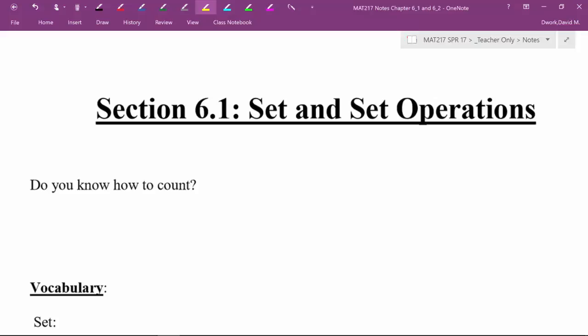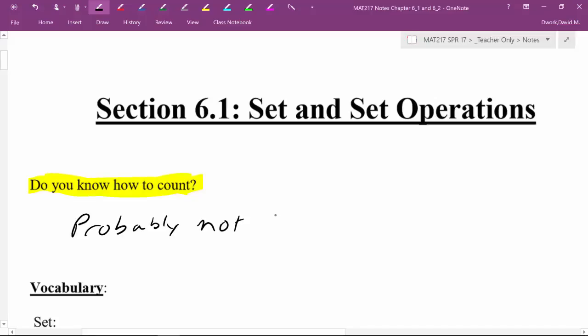So before we can get to probability, we have to ask you the question of, do you know how to count? And you might think you do, but you might be in for a surprise that you might need a little refresher on counting, silly as that sounds. So I'm just going to say probably not and put a little happy face there.